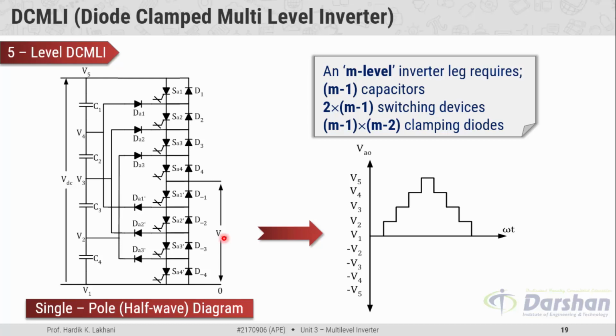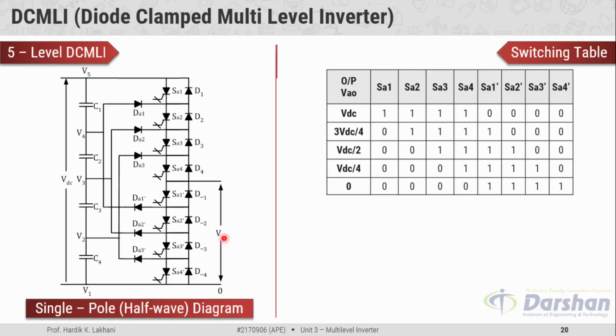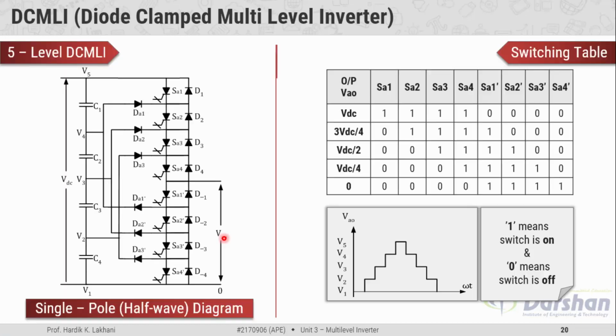inverter. So with the help of switching table, where the first column is the output voltage that represents the magnitude of level, and subsequent columns are for the switches where you can see the state of the switch. In the switching table, 1 represents the switch is in the on state condition and 0 represents the switch is in the off state condition.